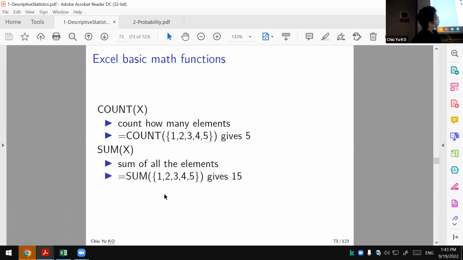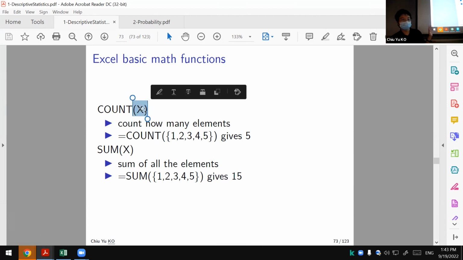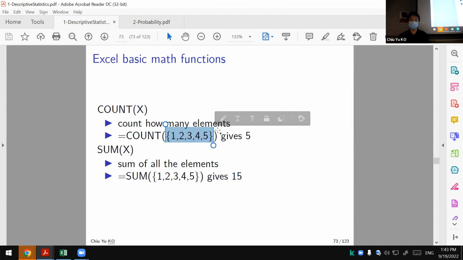So here we can try to do some calculation. We'll do what we call count and sum. These are probably the first functions that we calculate. You can notice that the function is enclosed by brackets, which we implicitly use when we talk about square root. And to input data, Excel uses curly brackets. The count function gives you how many of them, and the sum function gives you the sum of them.